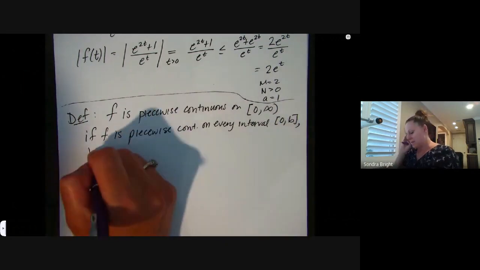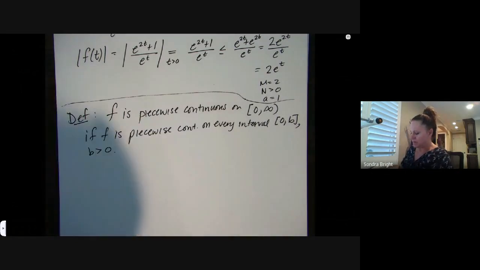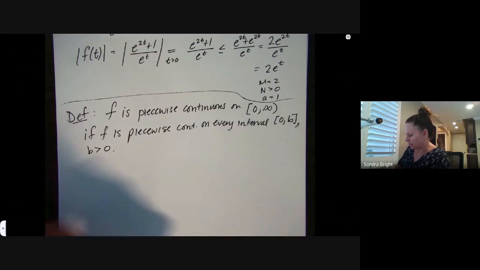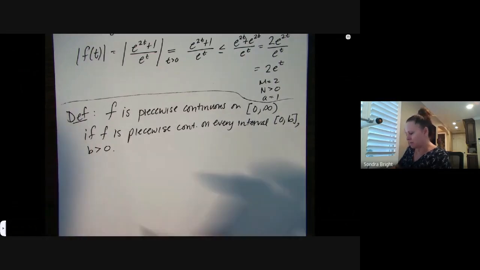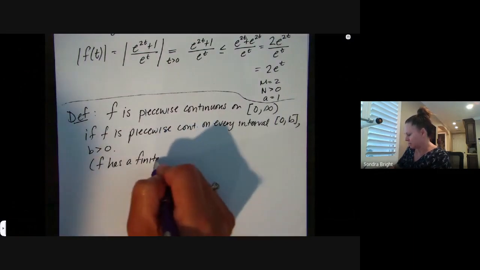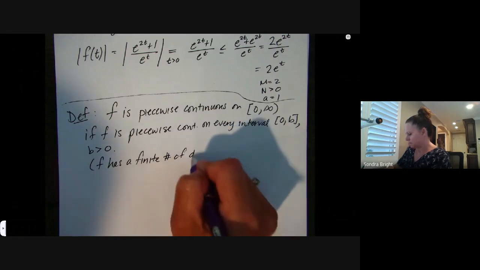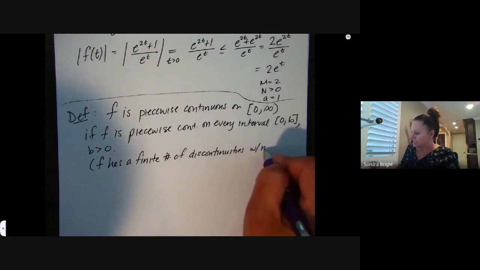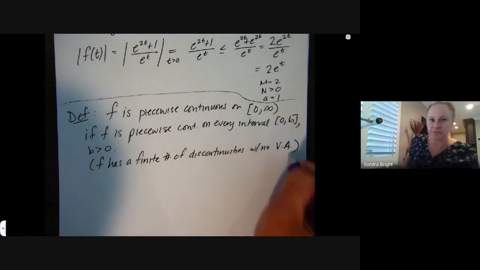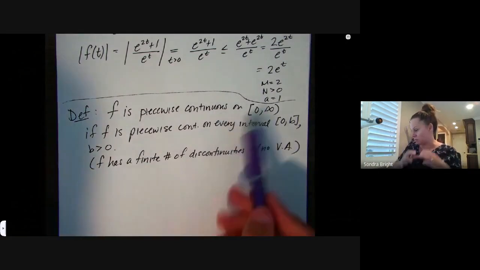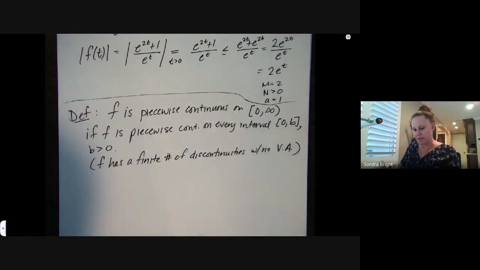So what does that mean? It means that f has a finite number of discontinuities with no vertical asymptote. I guess that's worth writing. f has a finite number of discontinuities with no vertical asymptote. All right, so we can say that it's piecewise continuous from 0 to infinity. So on this interval, f is piecewise continuous on every one of these small little intervals from 0 to b, right? Okay, so got those 2 definitions.